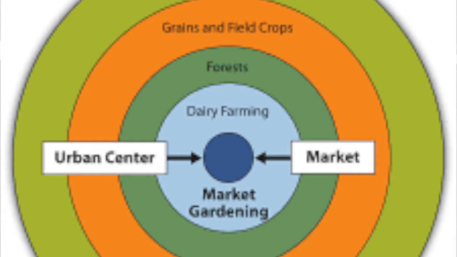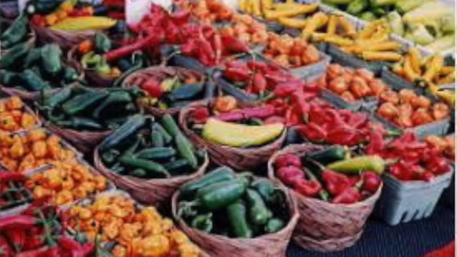Around it is the first ring. This is horticulture and dairy. These are products that will spoil very quickly and have to be gotten to the market quickly. So we're talking about things like lettuce and strawberries and dairy that can spoil very quickly. So this has to be next to the market or next to the community, so that is what is in our first ring.